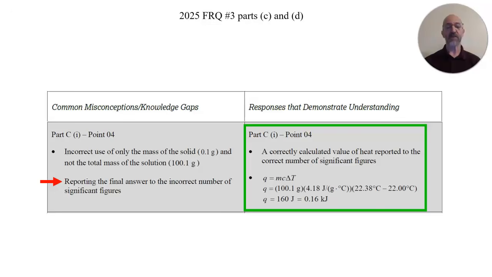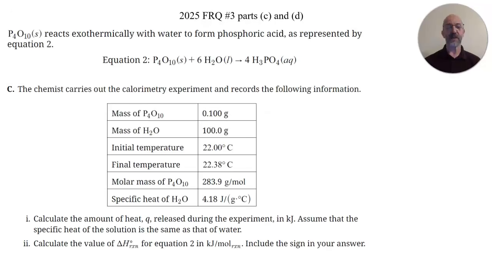Now, the next part of this question switches from Q, or thermal energy, to delta H, the change in enthalpy for this reaction. So it says calculate the value of the delta H, or the change in enthalpy for this reaction. It says to include the sign in your answer. So remember that positive delta H, endothermic, negative delta H, exothermic.